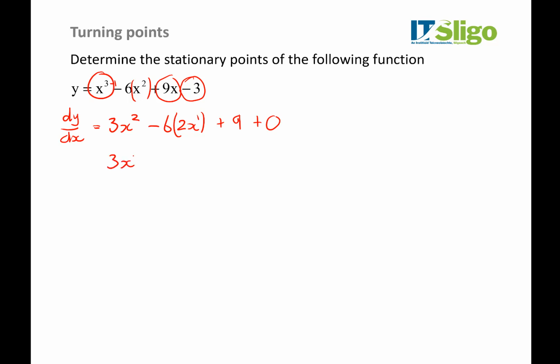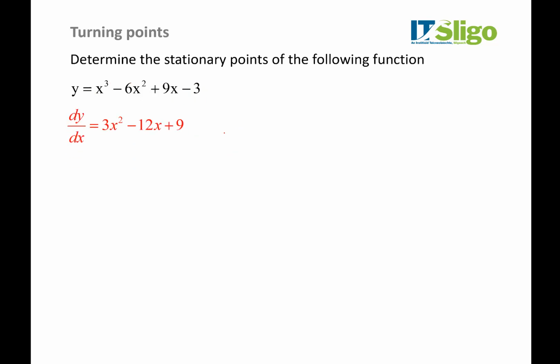So our derivative is 3x squared. Here numbers do what numbers do. 6 by 2 is 12, so minus 12x plus 9. So I'll just write that out a bit neater. And now we're interested in, well, where is this equal to 0? So we've got 3x squared minus 12x plus 9 is equal to 0.